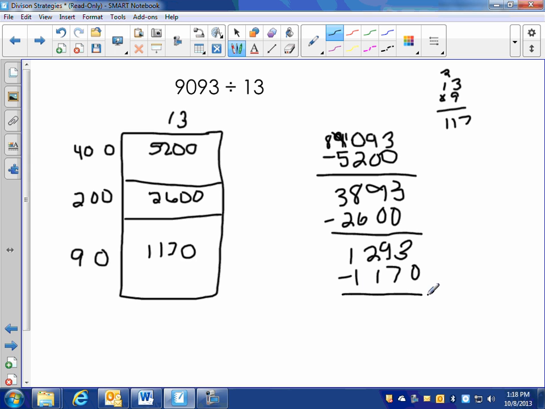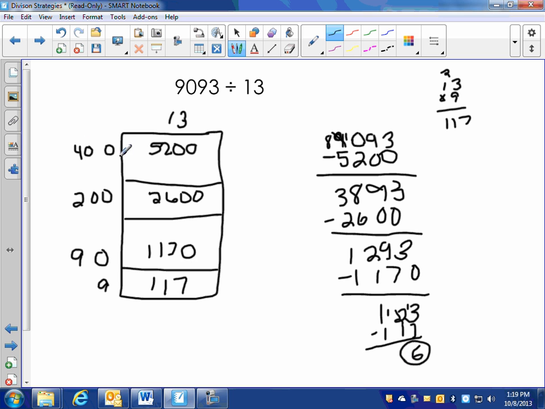And I went with 9 because I knew that this really wasn't all that big. 100 times 13 really wasn't that much bigger than I needed, so I figured 90 would be a good guess. So that's going to leave me with 123 left. And I know that 13 times 9 is 117, so I'm going to go with that. And I'm going to take that away. And that's going to give me a remainder of 6.